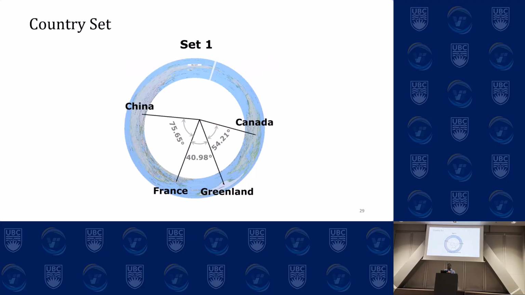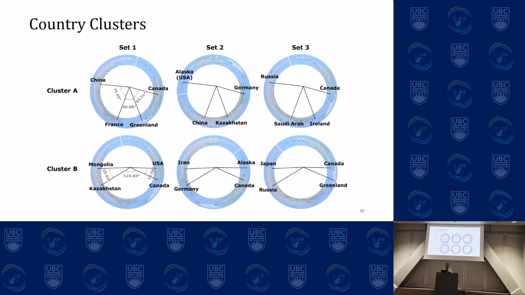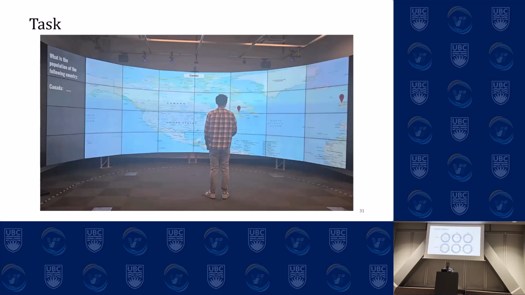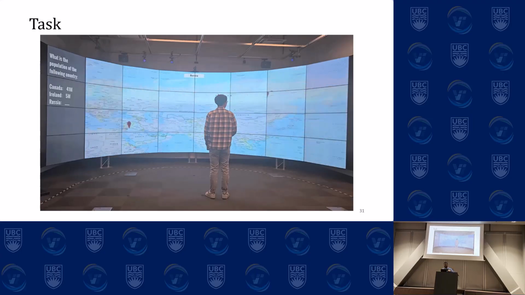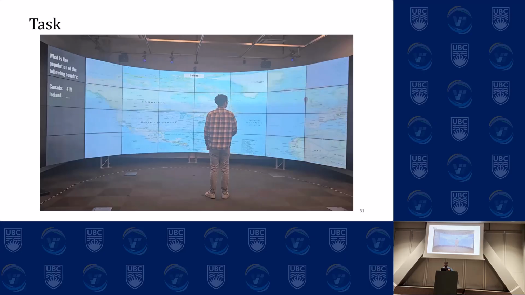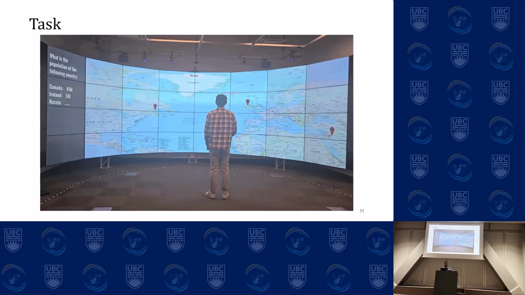And this is the exact same layout as seen in the 2D demo, but wrapped onto our 360 workspace. To avoid learning effect, we prepared 6 sets and we divided them into 2 country clusters based on their angular separation. Here you can see the video with our task. On the left, you see the black panel that shows which country to select next, and the participant had to navigate the map and select information from all 4 countries in the given order.